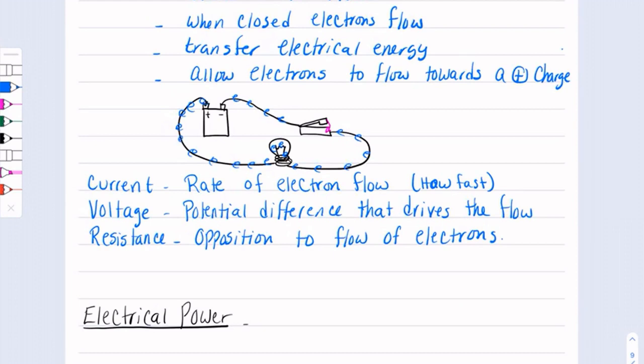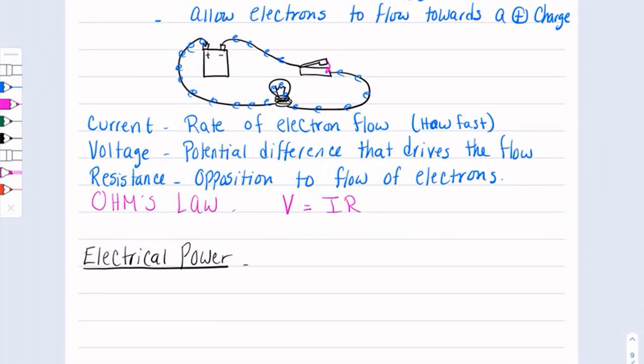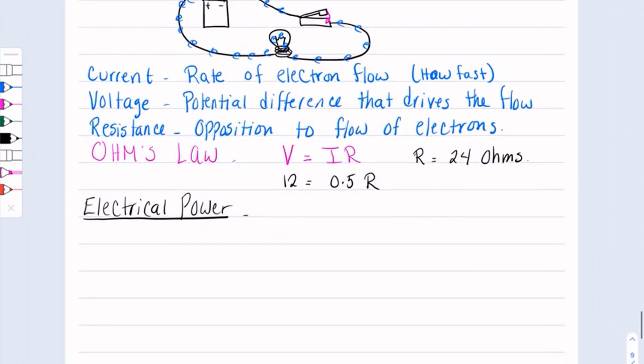These three ideas, current, voltage, and resistance, are all related to each other through something we call Ohm's law. Ohm's law has an equation, V = IR. So the voltage is equal to the current of a circuit times the resistance in that circuit. So for example, if I have a voltage of 12 and I have a current of, let's say, 0.5, I can use this equation to calculate the resistance. In this example, my resistance would be 24 ohms. So that describes the opposition to electricity or electron flow.